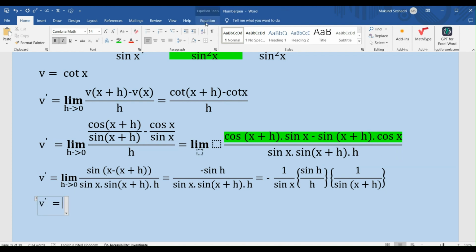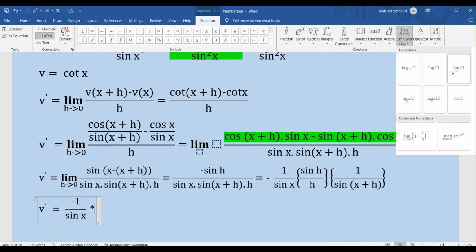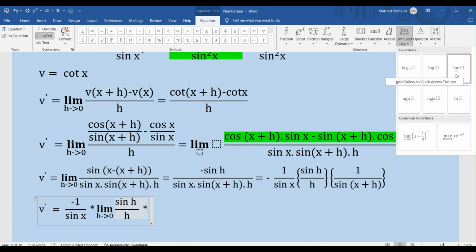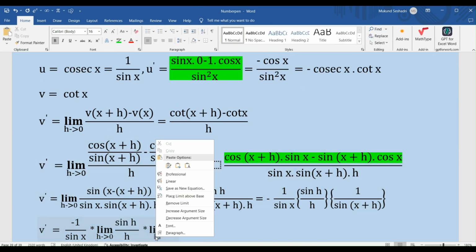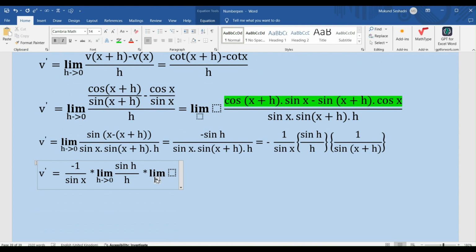Sin x is independent of h, so I can straight away pull it out and retain it outside of limits. And then I'm going to combine the sin h by h. Because I'm applying the product rule for limits, I'm going to write this as limit h tending to 0, 1 divided by sine of x plus h, right? I think we have more or less arrived at what we want to arrive at.